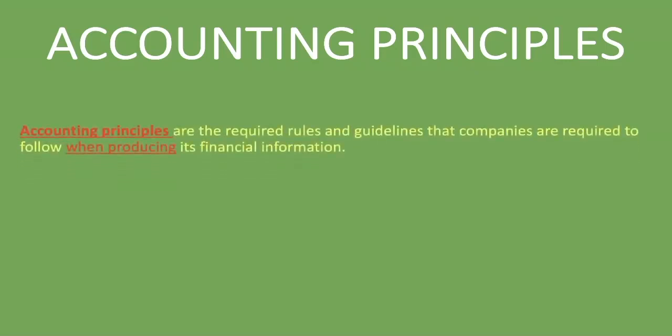Accounting principles are the required rules and guidelines that companies are required to follow when producing their financial information. If everyone was to produce their information however they wanted to, then it would be very difficult for the users of financial information to make decisions because they would not know how they came about finalizing this financial information. But because accounting principles are the rules and guidelines that are followed, the financial information produced by a company can be relied on to make decisions.